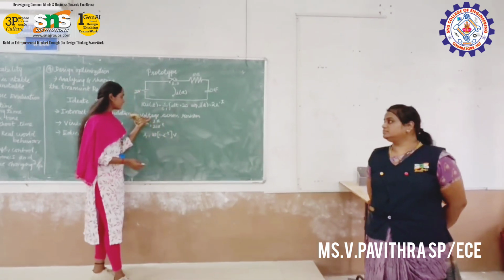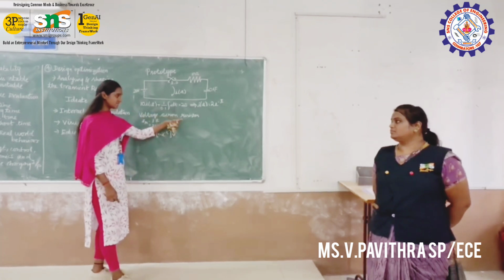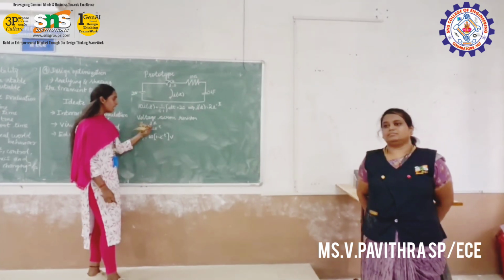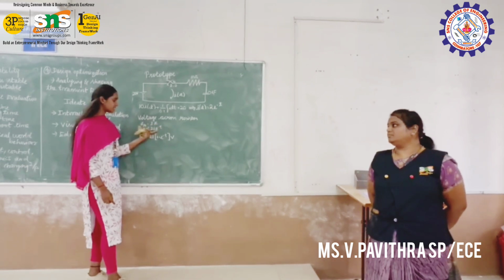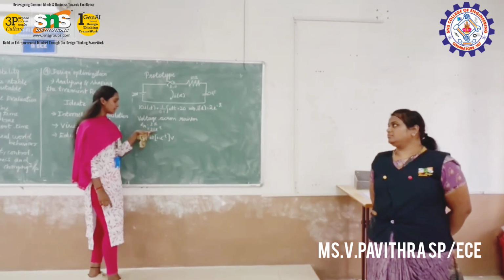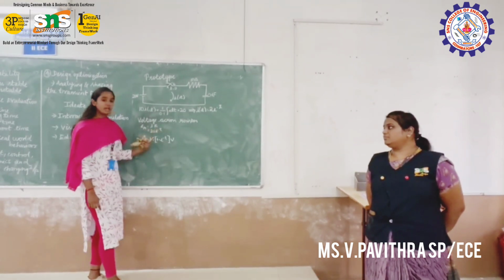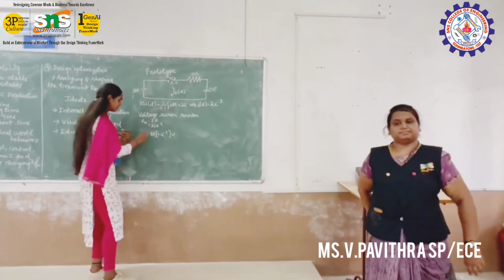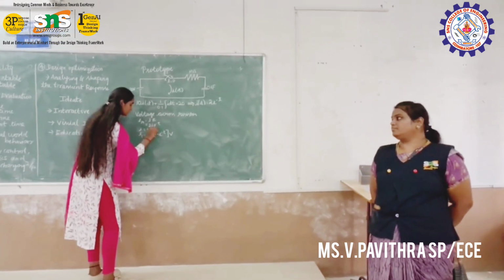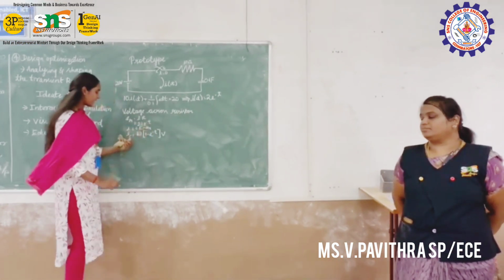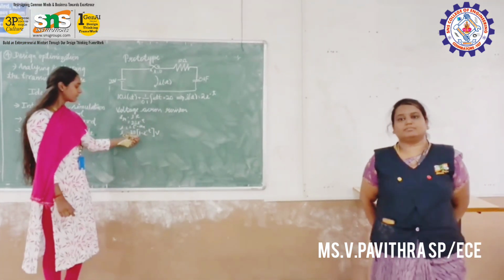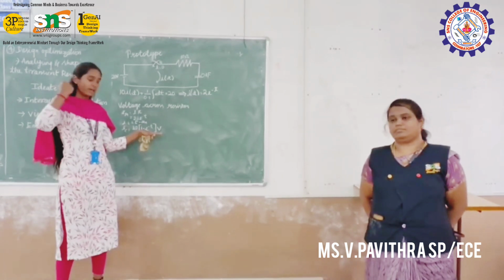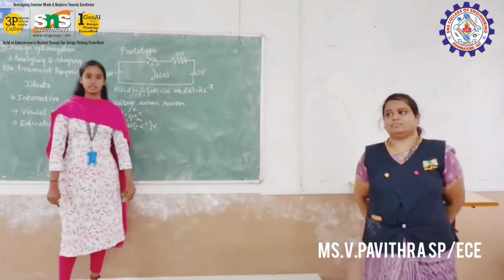And we have to find the voltage across the resistor. This is the formula of the voltage across the resistor: ER is equal to I into R. And the final answer for the voltage across the resistor is 20 e to the power minus t. Also we have to find the voltage across the capacitor. The formula is EC is equal to E minus ER, and the final answer is EC is equal to 20 (1 minus e to the power minus t). It should be written in volts, so we have to write V. Thank you.